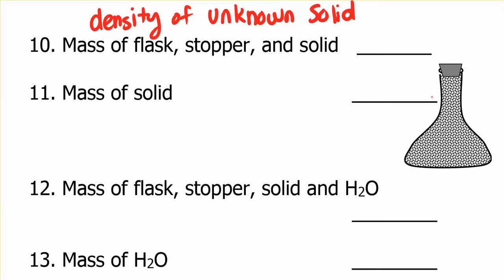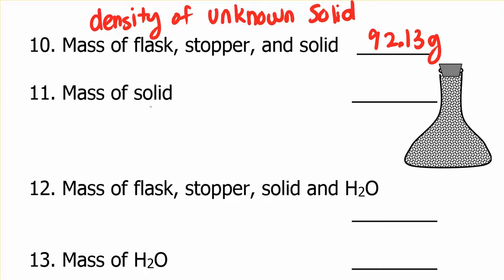So the first thing that we do is we put the metal into the flask, and there's a lot of air space in there, but we fill it as full as we can, or as much as we have, and you weigh that. So let's say this is 92.13 grams.